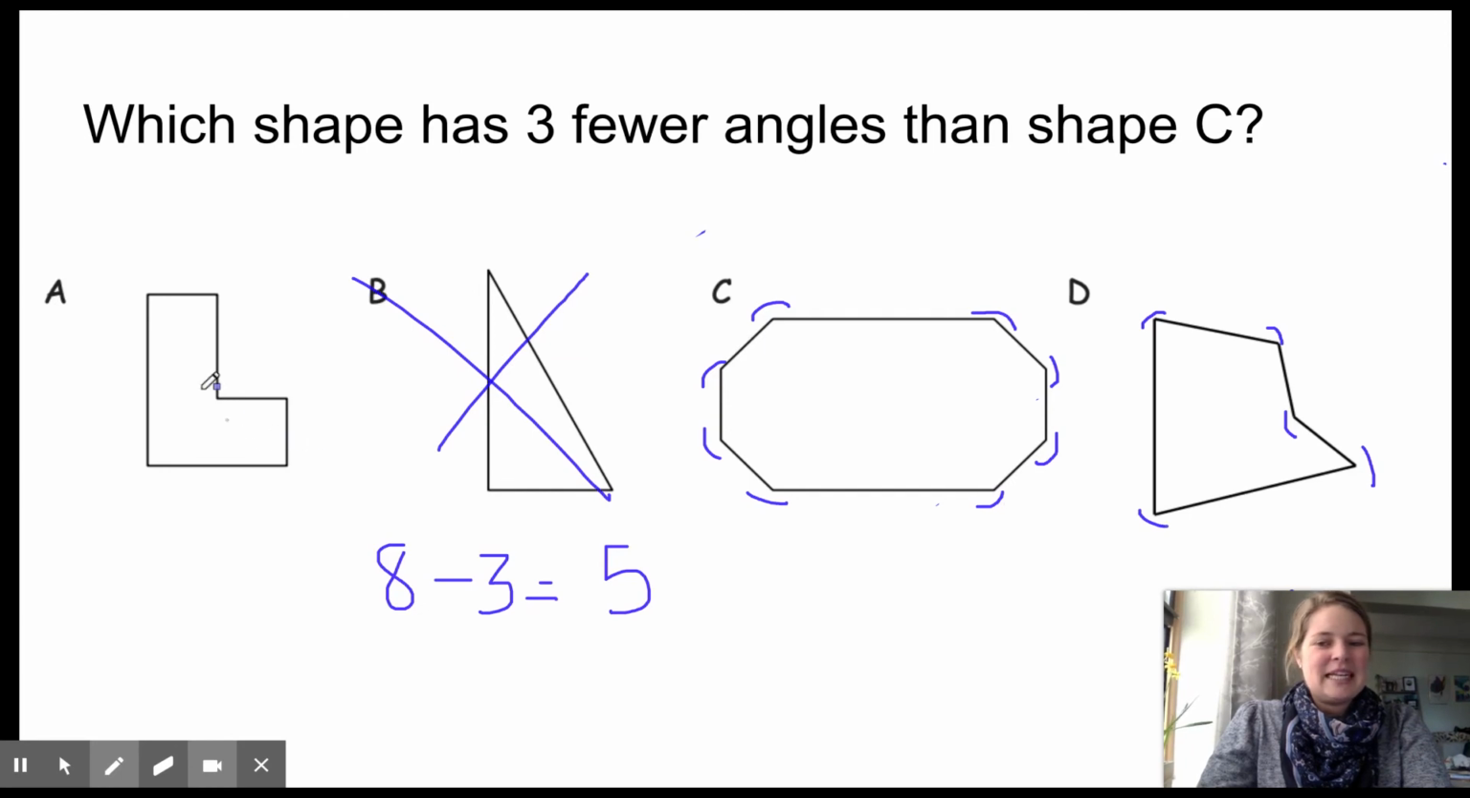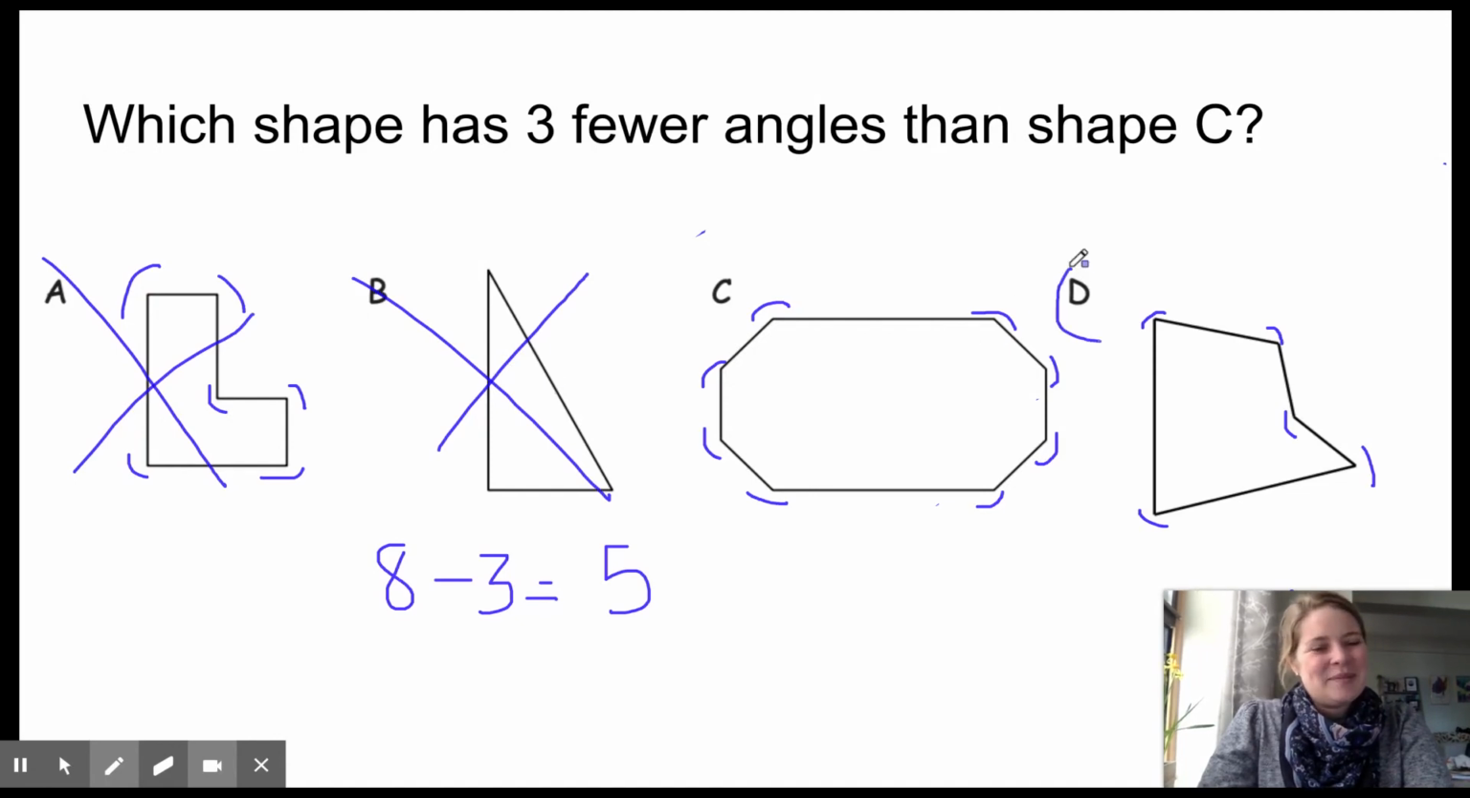Let's see how many A has, just to make sure that we're right. 1, 2, 3. Count those insides. 4, 5, 6. So it's not A. So what is the best answer? The best answer is D because D has 3 fewer angles, or 5 angles. Good job.